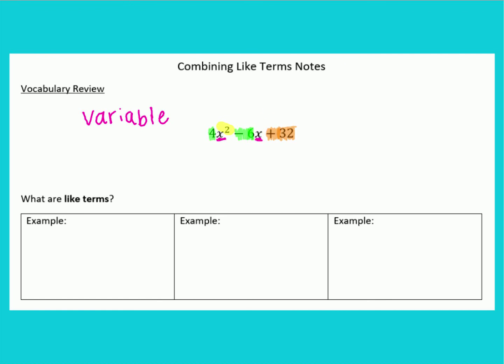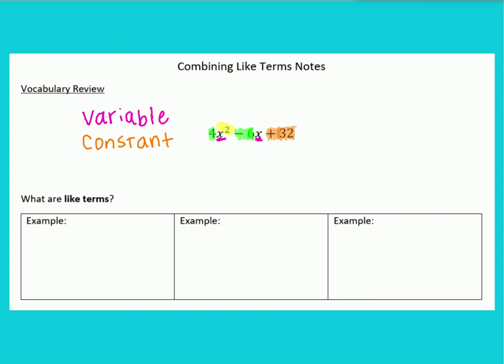And then the other word that we want to use that does not contain a variable is a constant. So a constant is going to be our 32 there, and that is our number that does not affect or is not affected by the variable. Now I highlighted that plus sign with it to remind you, always look to the left of that number to see whether or not that's positive or negative.